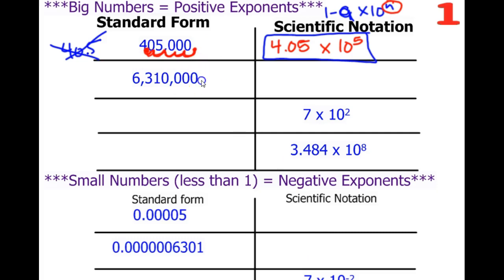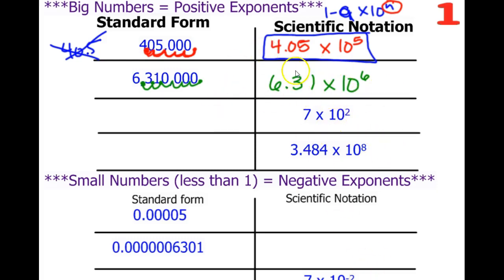Right now our decimal's on the end here. We need to move it over until we get a number between 1 and 10. If we move it to here, we'd have 631, so we got to keep going. If we move it to here, we'd have 63.1. So we need to move it all the way over to here, so we have 6.31. So we're going to move our decimal 1, 2, 3, 4, 5, 6 times. So times 10 to the power of 6. We would multiply this by 10 6 times to get that big number again.